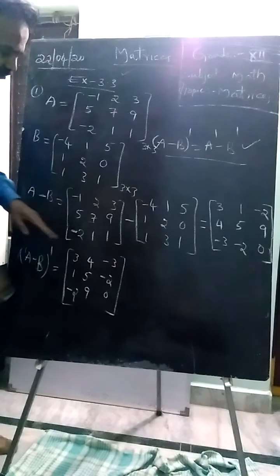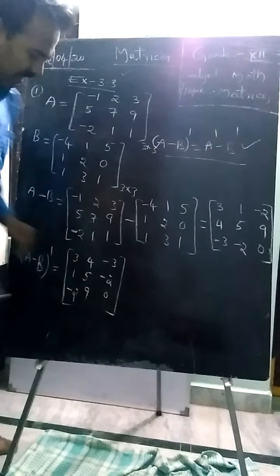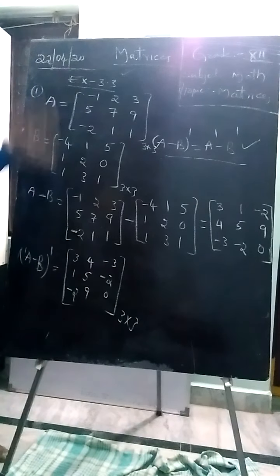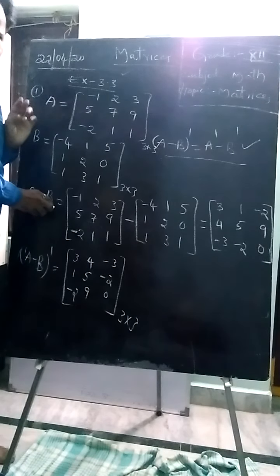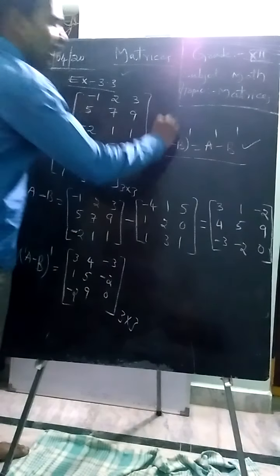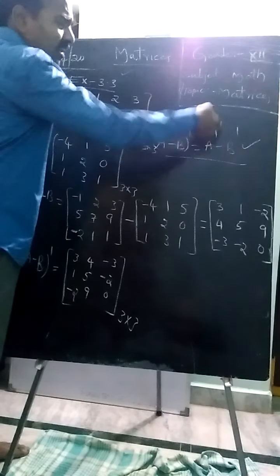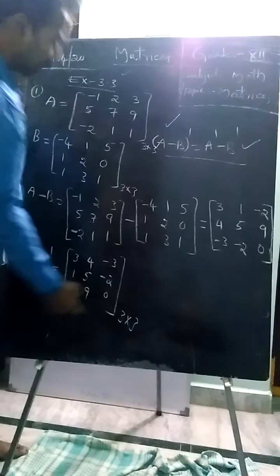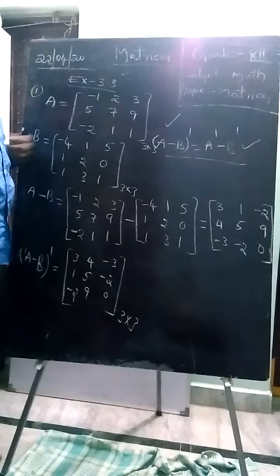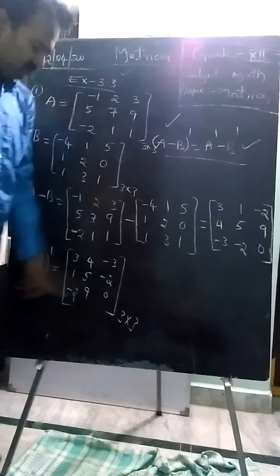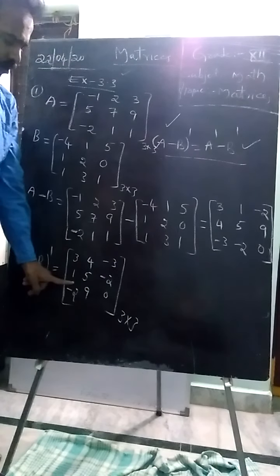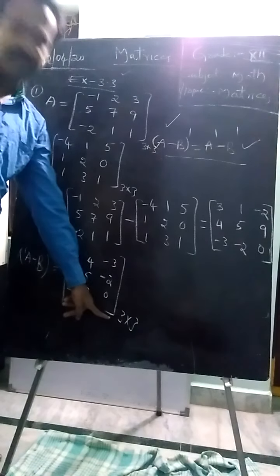For the transpose, we are changing rows as columns. We have a 3 by 3 matrix. So students, once again I am repeating, now we are checking one of the properties of transpose of matrices. We have to find A minus B and its transpose. After finding this, if the value of A transpose minus B transpose is the same, our property will be true. Of course, it will be true. So let us check whether A transpose minus B transpose is 3, 4, minus 3, 1, 5, minus 2, minus 2, 9, 0, which is a 3 by 3 matrix.